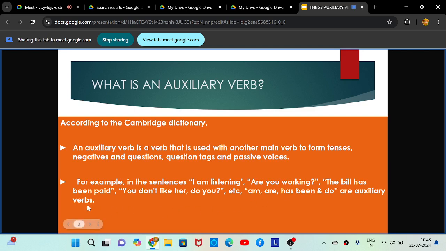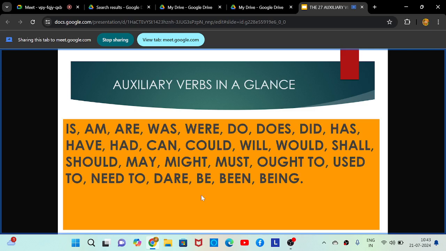So this is just an example given by the Cambridge Dictionary. In the sentence "I am listening", am is a helping verb. In the sentence "Are you working", are is the helping verb. In "The bill has been paid", there are two helping verbs, has and been. In "You don't like her, do you?", do is a helping verb. So these are the examples for helping verbs. Now we shall check all the helping verbs at a glance. These are the helping verbs.